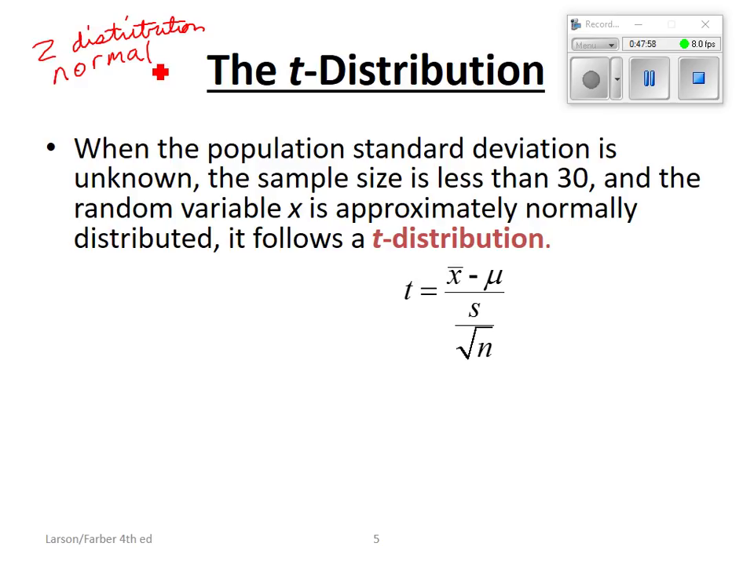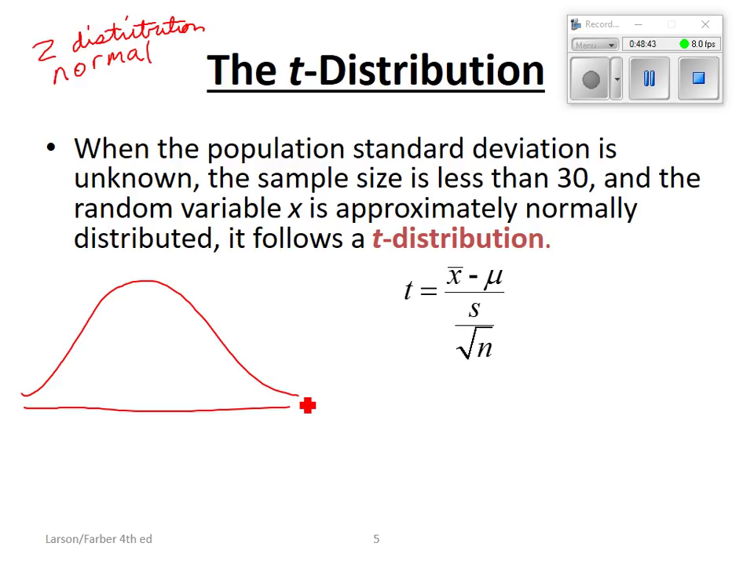Now we're going to use this when the population standard deviation is unknown, the sample size is less than 30, and your random variable X is approximately normal. So we're going to have to be able to say it's usually normal to this. Now what a T distribution does, it uses something that we talked about earlier in the year. It might look something like that. Remember when we did these and the tails were up off of the bar a little bit?